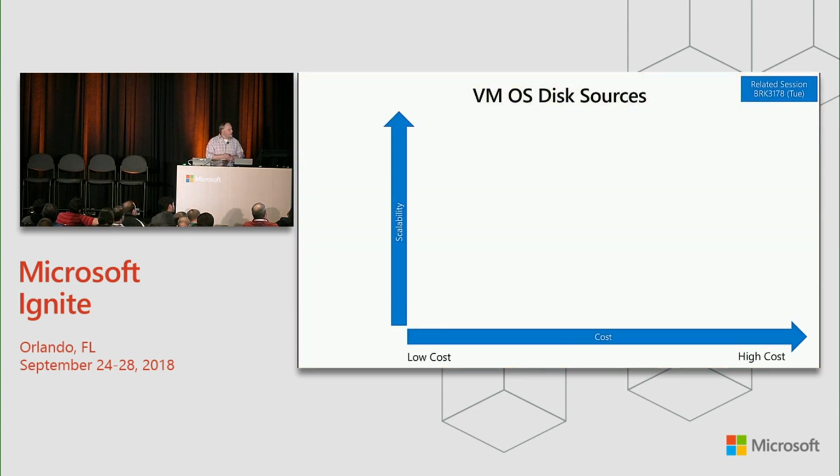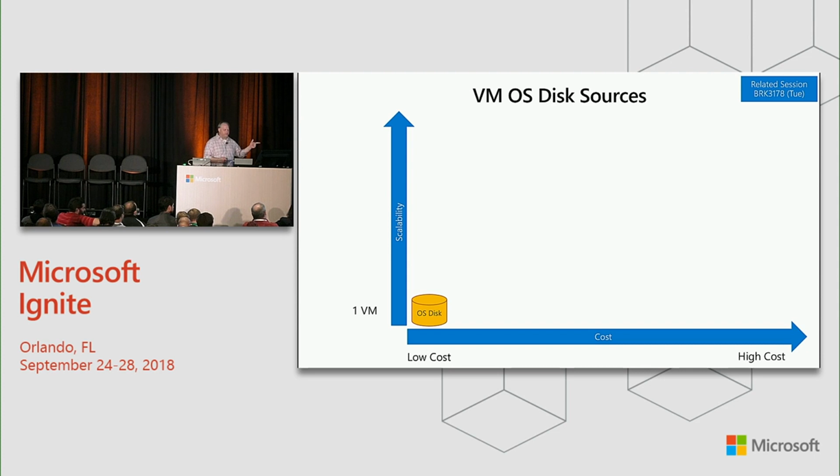Now, the next thing I want to talk about is the source of disks for your OS. What we've got here, I want to plot the different options on the x-axis is the cost from the lowest to highest cost for storing those sources, and then the scalability. On the bottom corner here, you've got a single specialized disk. You can have one VM running off of that disk. You're only paying for it once, so it's a low-cost option for a single VM.